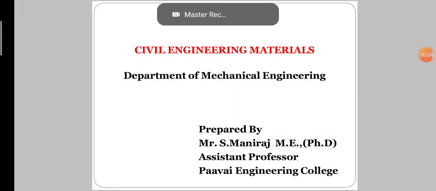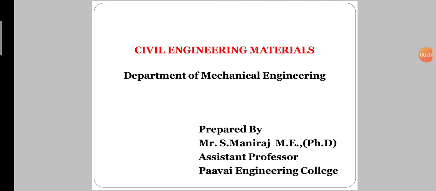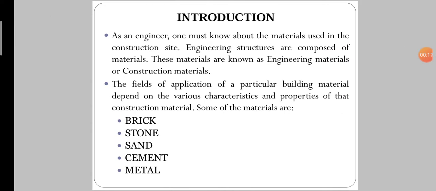Dear students, in this presentation we see about civil engineering materials. It is the second part of unit 4. As a civil engineer, we must know the materials used in the construction site. Why? Because the application of a particular building material depends upon the various properties and characteristics of the materials used in the particular construction.